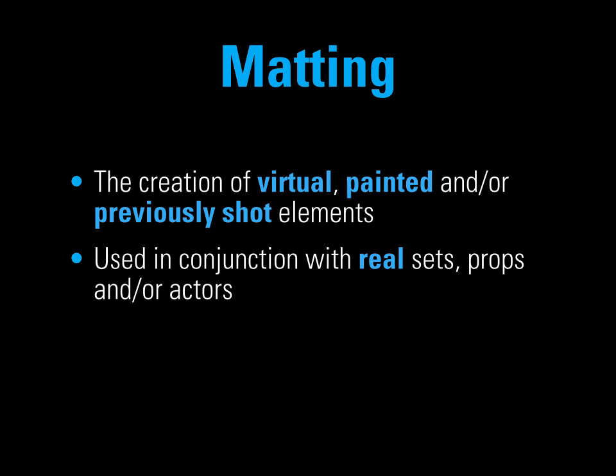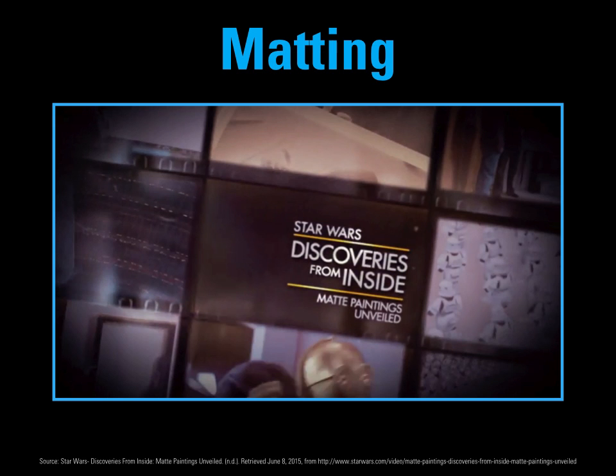Matting involves creating a digital or physical painting, or using previously shot footage known as a plate and combining that with newly shot footage on real sets with real props and real actors. Before the advent of keying, matting was the way you got fantastic and impossible backgrounds in your footage.